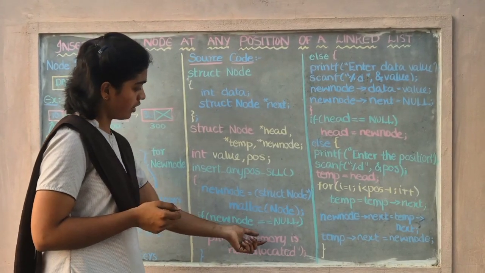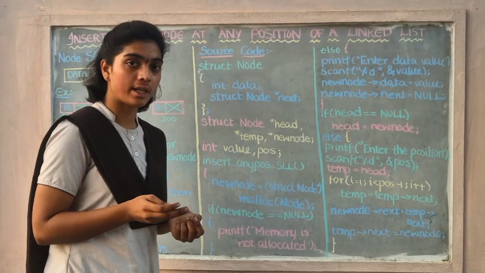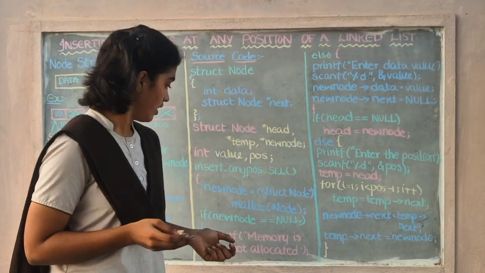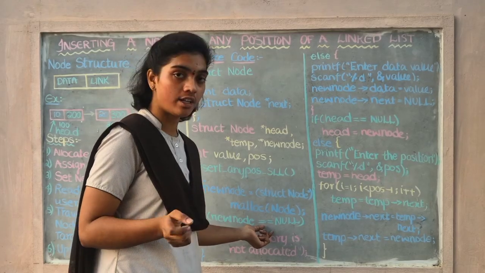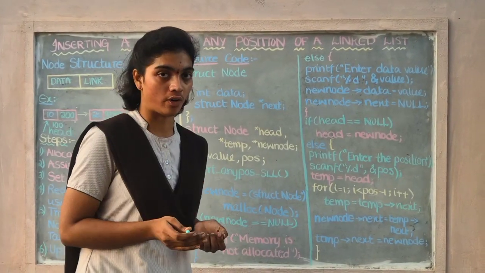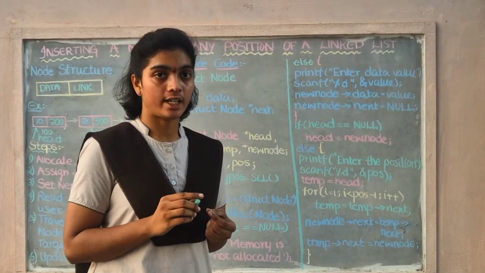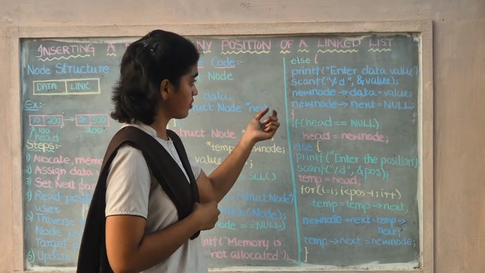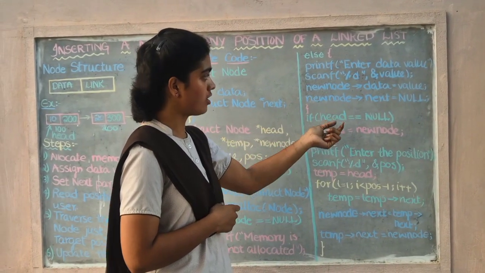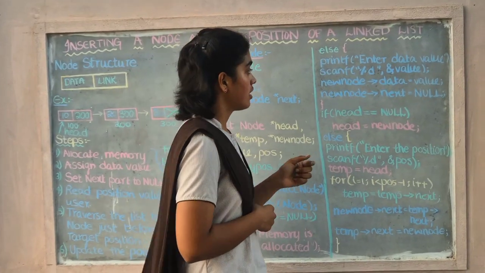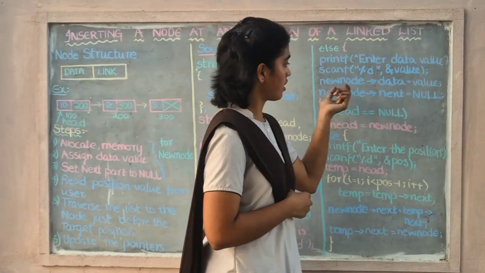If new node is equal to null, then it simply prints the message memory is not allocated. Here the double equals symbol is a conditional operator which checks if both the values are equal or not. When the memory is allocated, this else part is executed. Printf and scanf functions are used to read the data value from the user, and that data value is stored in the variable value. And that value is stored in the data part of new node.